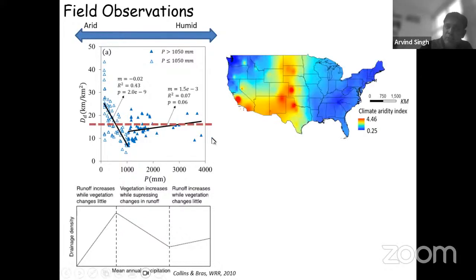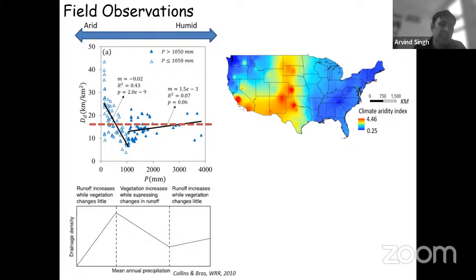And from this particular figure, if it exhibits a U-shaped or nonlinear behavior, we can get two different landscapes from very different environments exhibiting the same drainage density. So for example, a landscape from humid versus from dry can exhibit the same drainage density.